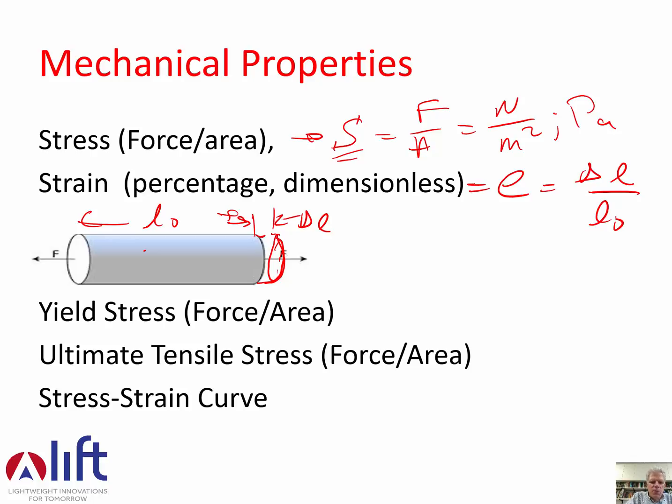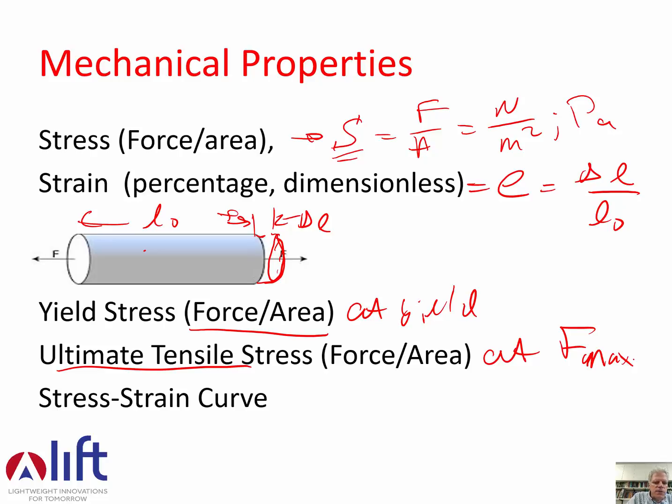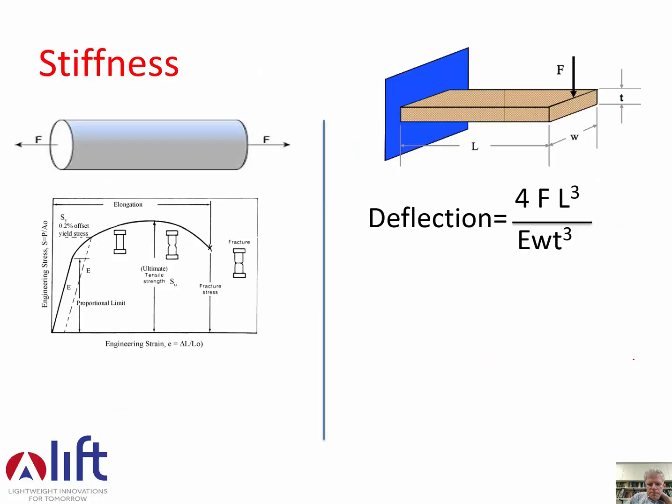I'm going to define a couple more terms here. Yield strength is force over area at yield. Ultimate tensile strength is force over area at the maximum force. And a stress strain curve I'll define in the next slide.